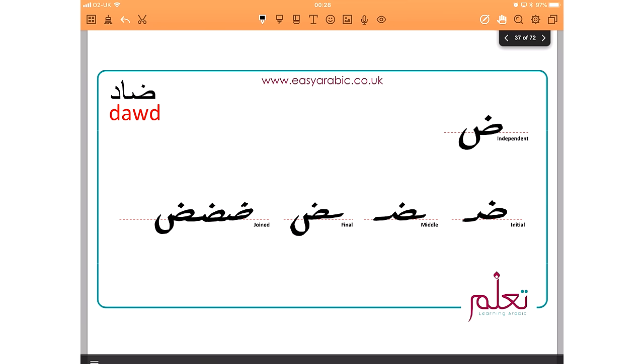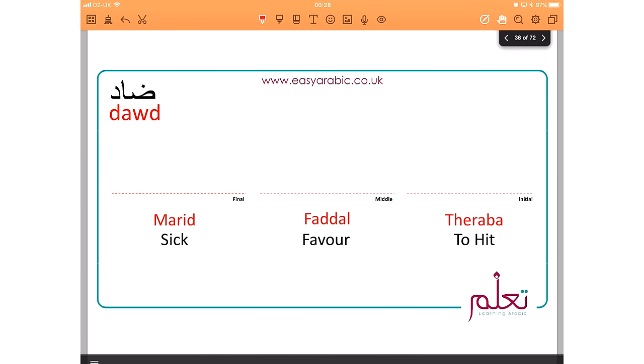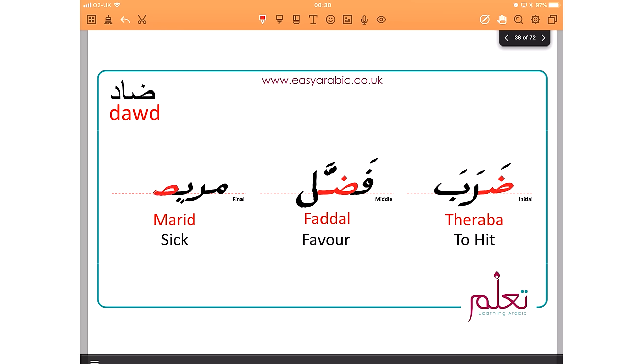Okay, some examples. So the first one is daraba, which means to hit. So Daad, then we have the ra, and then the ba. Daraba. Next one is faddal. So we need the fa. Then is the Daad. Then we have the lam. Faddal. Now one of the things we put on, because there's two D's in there, is something called a shadda, which is like this. But we'll cover this in the next lesson. Next one we have is marid. So we have meem, then the ra, then the ya, and then the Daad. Marid.